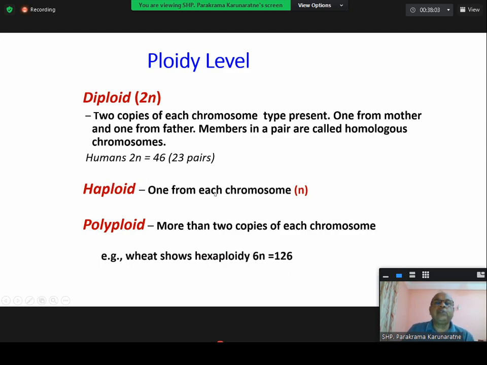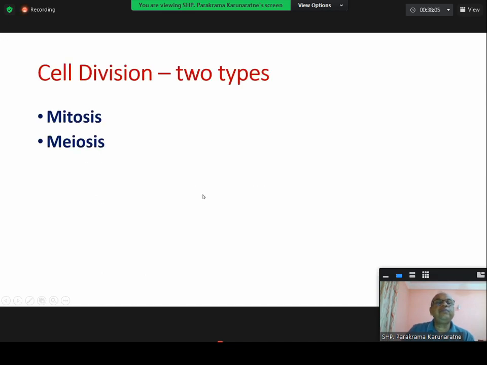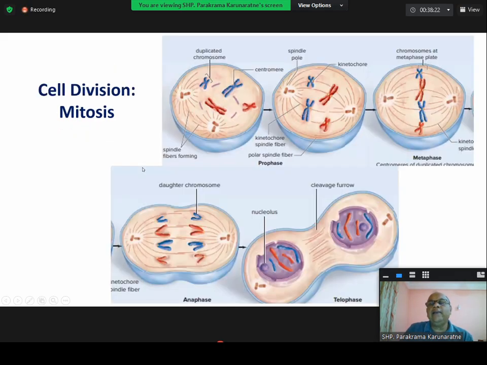Okay, so this is the ploidy level. Now we are coming to cell division. There are two types of cell division, mitosis and meiosis. We take one type and see it first, right? This is mitosis. In mitosis, what happens?